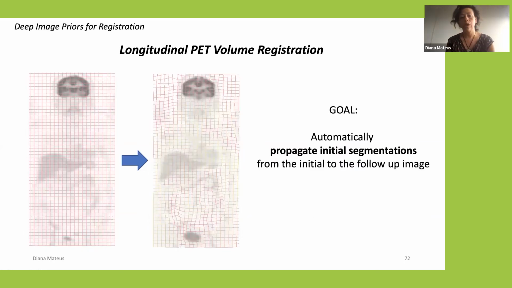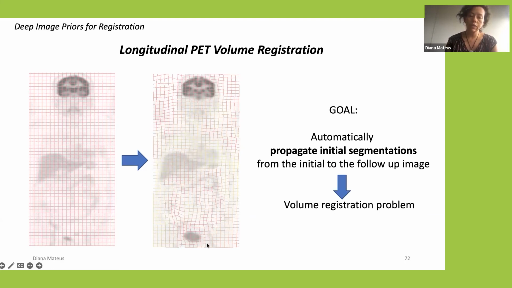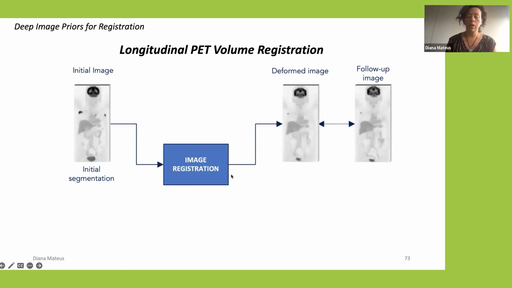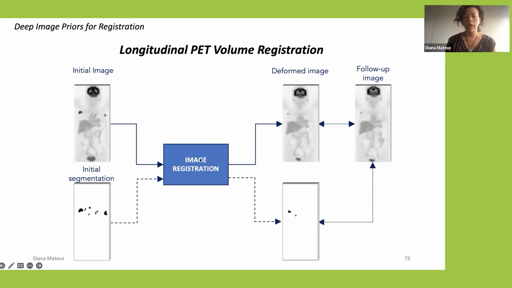And moreover, we are going to formalize this propagation in terms of a volume registration problem. So we are going to deform the first image to try to match the second and find a dense correspondence map between the two images. Here we have our initial image and a follow-up image, and we apply some image registration to deform the initial image and make it look as much as possible like the follow-up image. Once we have done that, we have a deformation field that we can apply to our initial segmentation, so that we have the location of the masks in the new follow-up image.